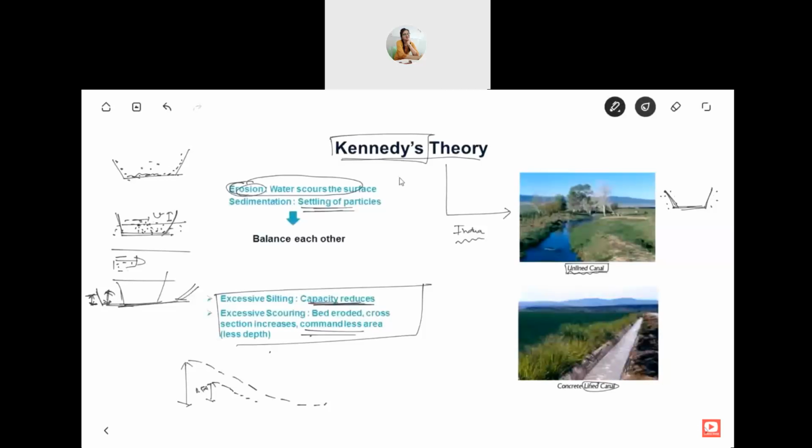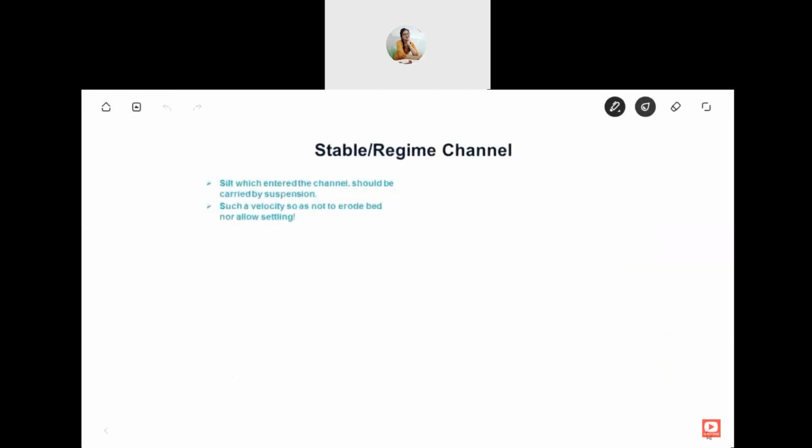So Kennedy proposed in such a way that erosion and sedimentation balance each other over time. That is the whole concept of Kennedy's theory. So if you design a canal such that silting and scouring does not take place, it is known as a stable channel or a regime channel.